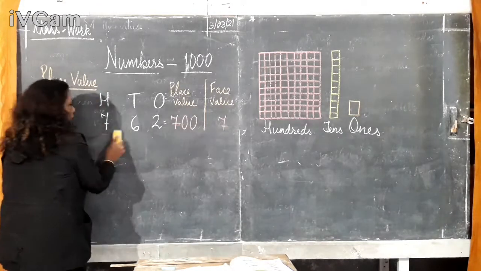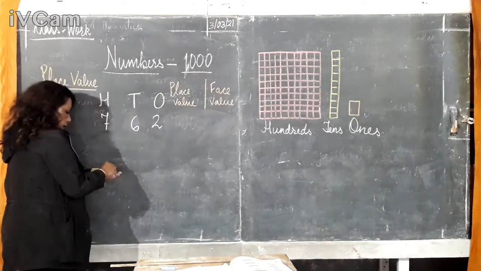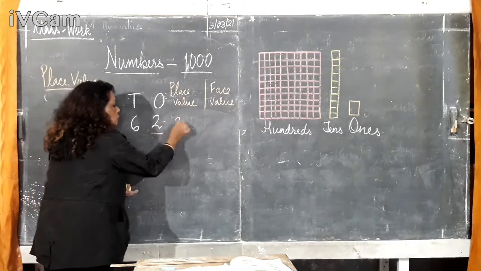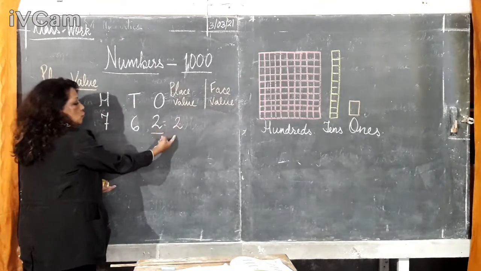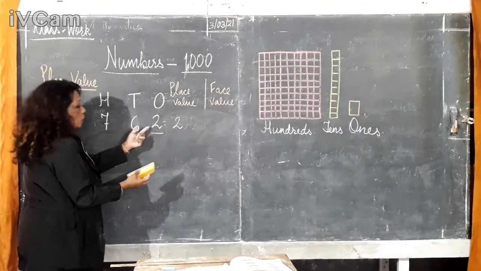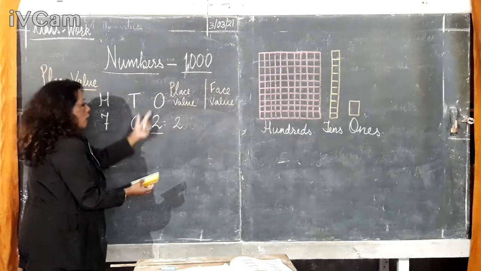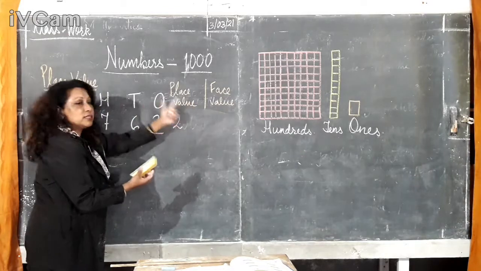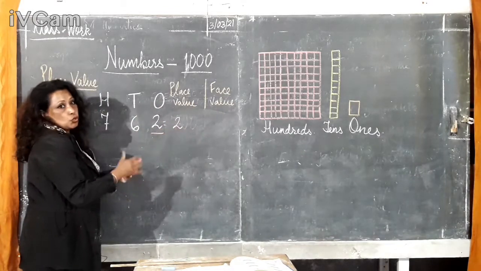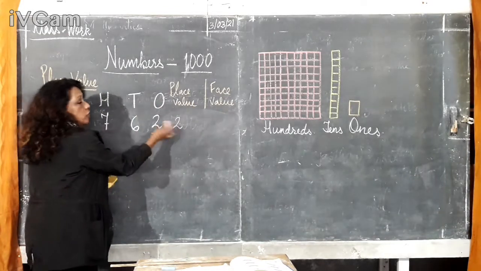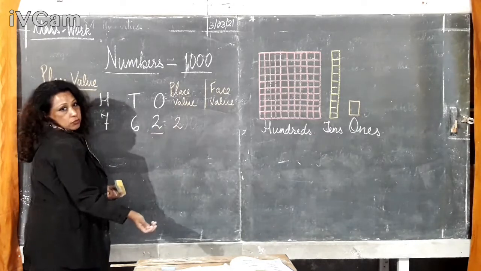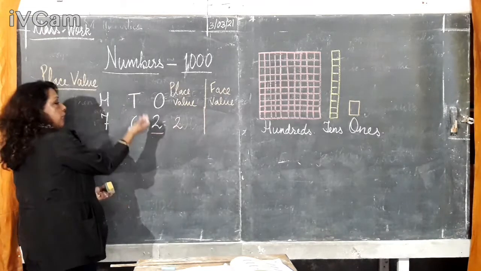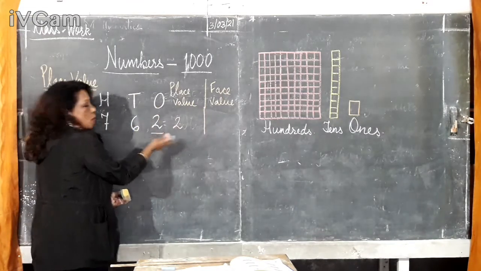Okay? And if I underline 2, that means we have to write 2. Place value will be 2. After 2, which is under 1s, is there any other place value? Is there any other unit after 1s? No. So no unit, no place, no number after 2. So no 0. You just write 2. And the face value will also be the number itself, which is under 1s. That is 2.